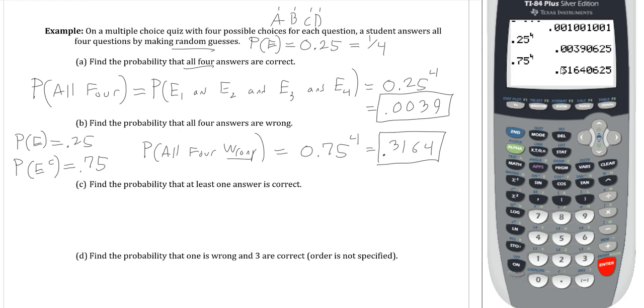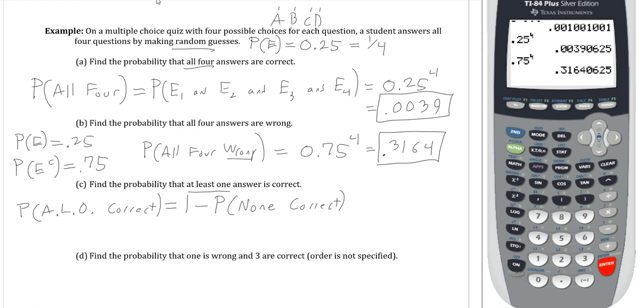C asks the probability that at least one answer is correct. At least one is a very particular phrase. At least one means that you either get the first question right and the rest wrong, or the second question right and the other one's wrong, or the third question right and the other's wrong, or the last one right and the others wrong. There's a lot of ways we can do this. However, we talked about in 5.3 that you can solve this in an easier way using a complement, specifically 1 minus the probability of none being correct.